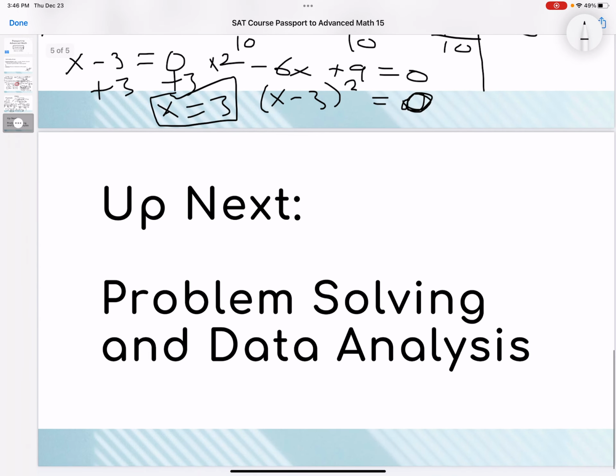Right, and that is actually it for our look at the Passport to Advanced Math. Up next, we'll start our videos dealing with problem solving and data analysis.